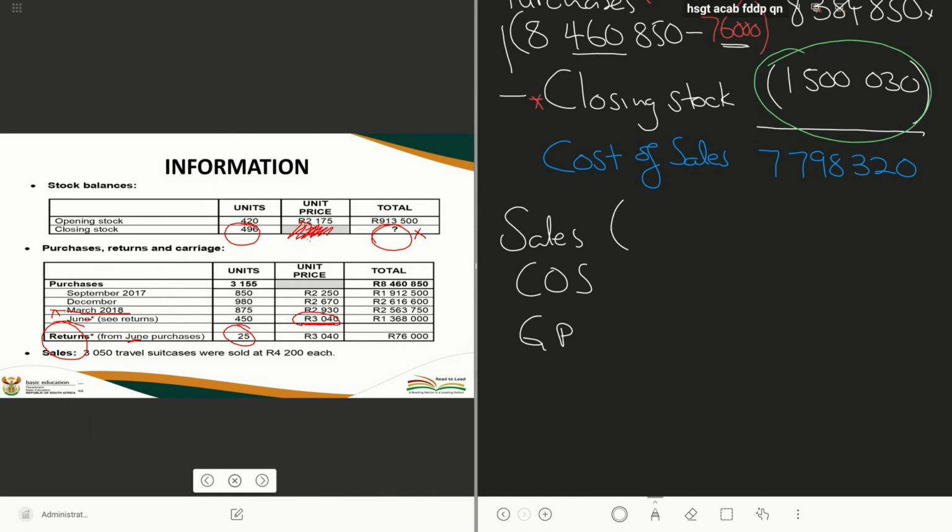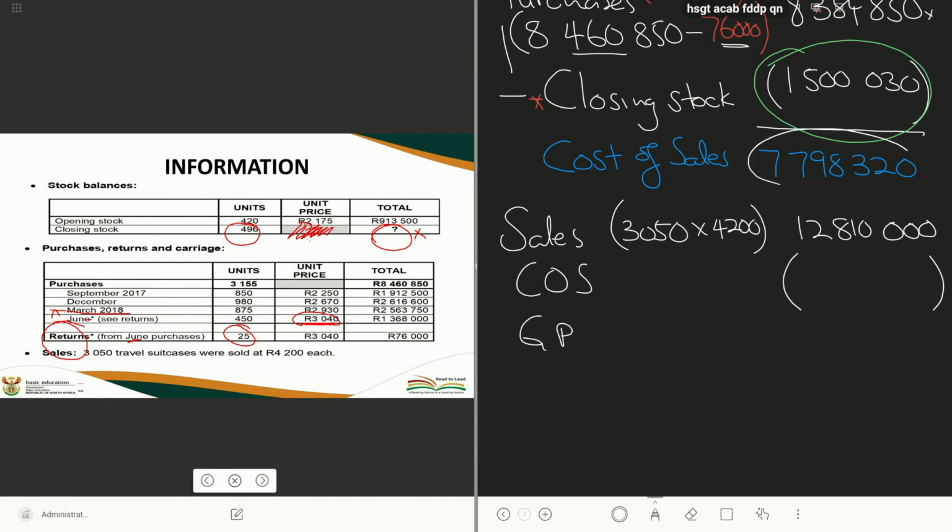How do you get your sales? It's given. 3,050 units multiplied by 4,200. That is our selling price per unit. So it is 3,050 multiplied by 4.2. It will give you 12,810,000. And then you now subtract.